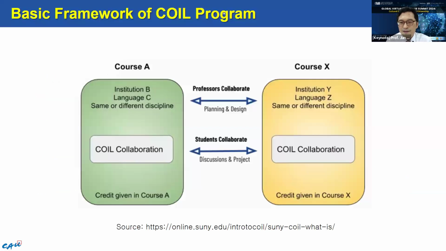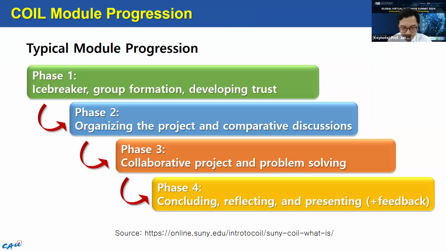This is the SUNY COIL Center's famous framework for COIL programs: course A, course X, and COIL collaborations. They have different languages and different disciplines, but the professors collaborate with each other and students collaborate with each other, and credits are given by the different institutions. The COIL module progresses stage by stage, phase by phase. The first phase is team building. The professors should encourage students to introduce themselves to each other and engage in ice breaking. This is very important because the students are not familiar with each other and feel not comfortable, so they need time to get to know each other.